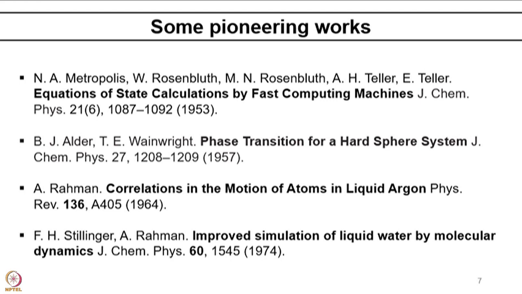Then the first continuous potential simulation was done by Aneesur Rahman, in a seminal and very famous paper in 1964, which is highly cited and highly respected. And then Rahman teamed up with Stillinger and did a series of works on water, and that at the time increased the reach of computer simulation to a significant degree.